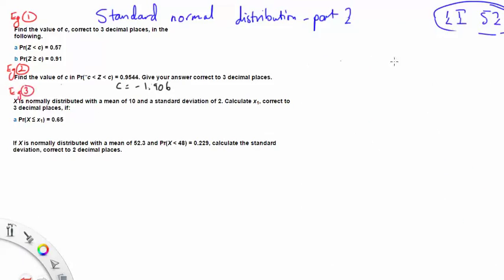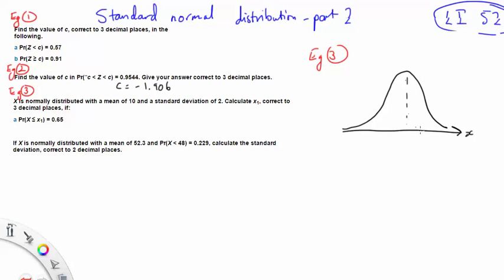Example 3, x is normally distributed with a mean of 10 and a standard deviation of 2. Calculate x1 correct to 3 decimal places if the probability that x is less than x1 equals 0.65. Okay, I'm not sure how to do this actually straight away, but the first thing I'm going to do is draw a picture. I want the probability that x, so x1 is going to be somewhere here, and that area is 0.65.